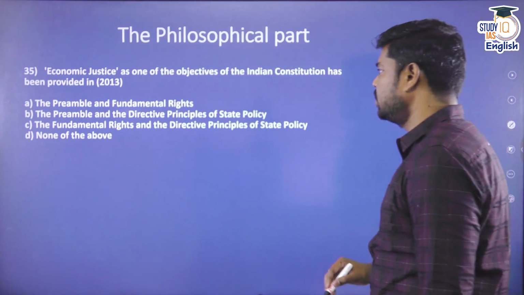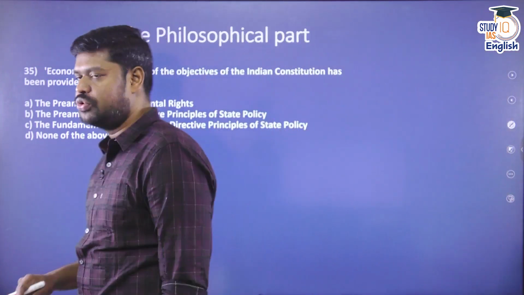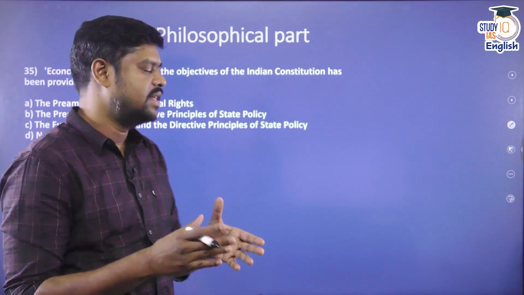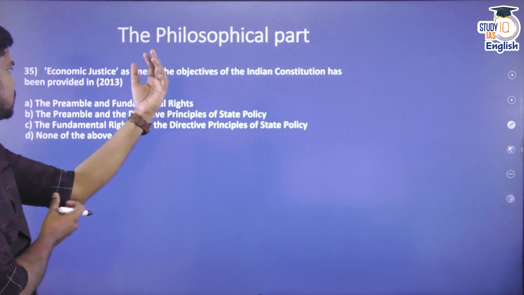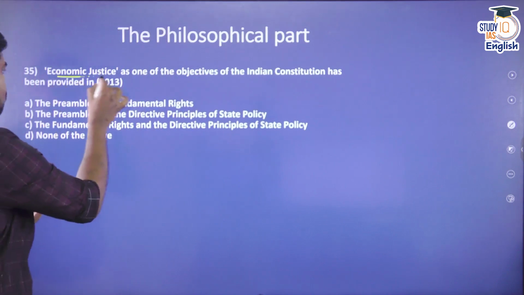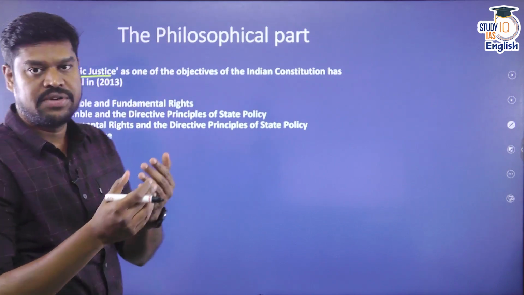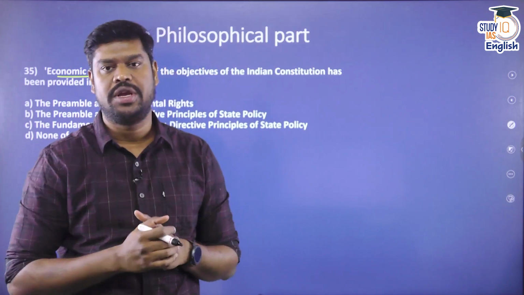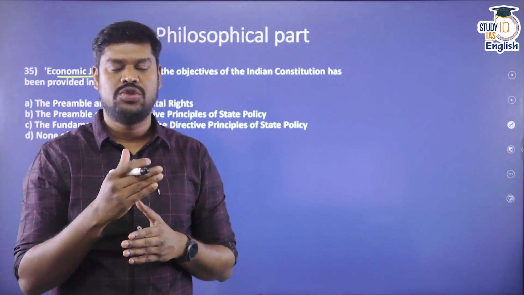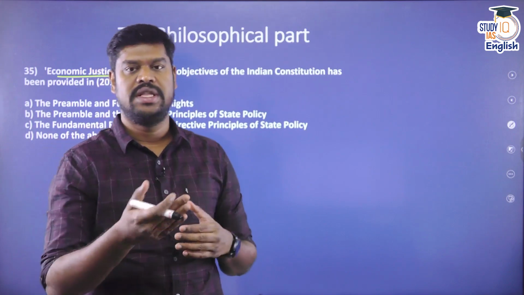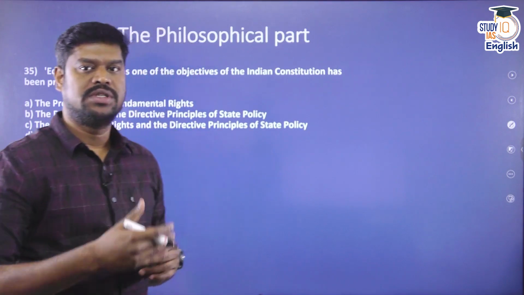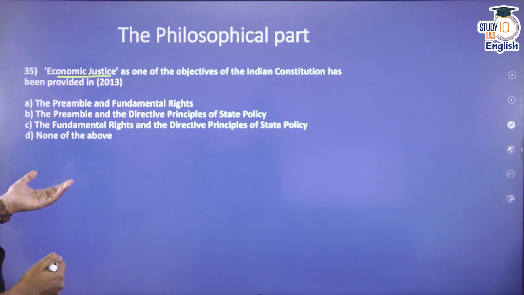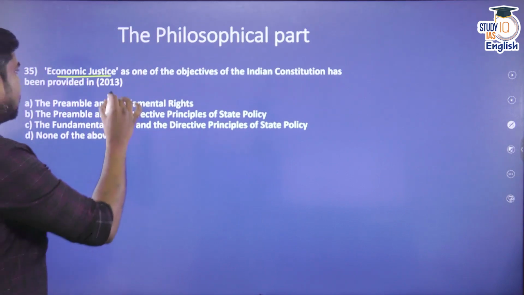Economic justice as one of the objectives in the Indian constitution. Please understand, again a question from the preamble, very, very important and easy. Under the preamble, it talks about 3 types of justice: social, economic and political. We also saw why social justice has been given more importance than economic justice, and economic justice more important than political justice. So it is part of what? It is, of course, part of the preamble.